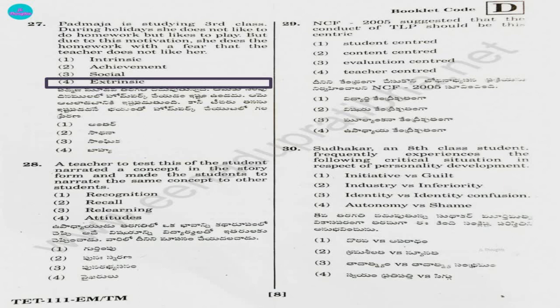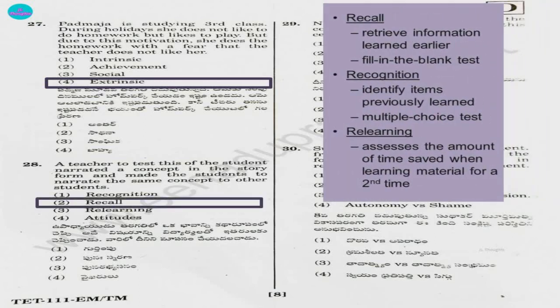28. A teacher, to test this of the student, narrated a concept in the story form and made the students narrate the same concept to the other students. Option 1, recognition. 2, recall. 3, relearning. 4, attitudes. And the answer is recall.